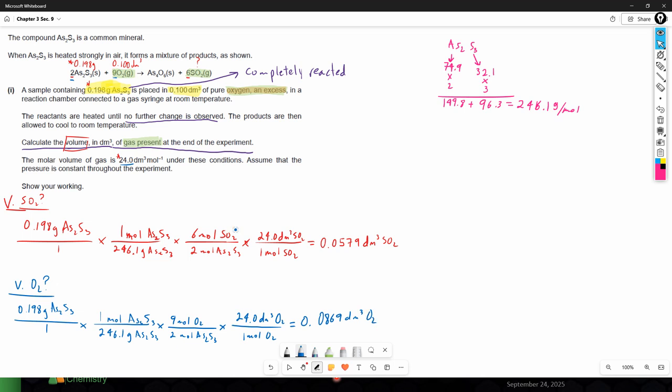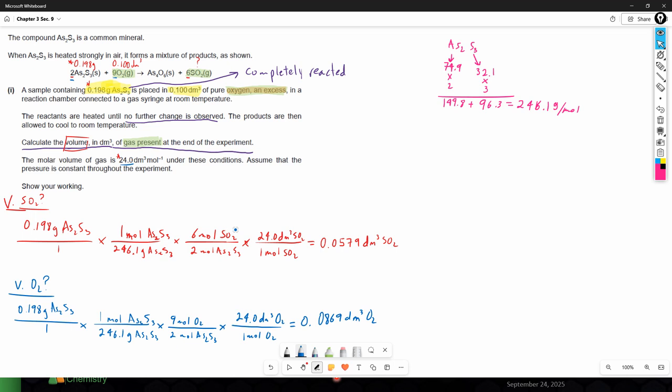Here's where this differs from honors chemistry. In honors chemistry, you just did math. You didn't think. Here, you have to ask yourself, what is this number? Yes, it's dm cubed of O2. It is the volume of O2. But what about it? This came from the limiting reactant that we used.